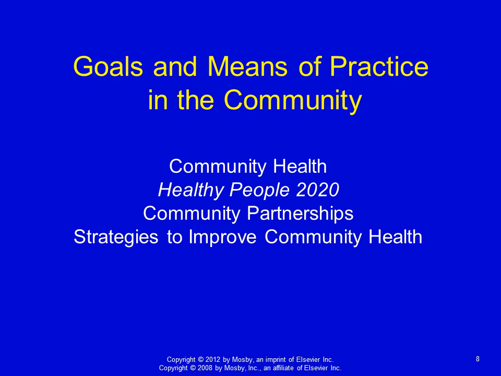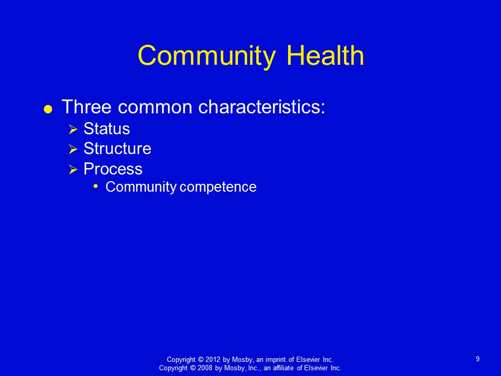For goals and means of practice in the community, we're going to talk about 4 things: community health, Healthy People 2020, community partnerships, and strategies to improve community health. The common goal of community health involves an ongoing series of health-promoting changes rather than a fixed state. The most effective means of completing healthy changes in the community is through this partnership. Like the concept of community, community health has 3 common characteristics or dimensions: status, structure, and process, and each dimension reflects a unique aspect of community health.